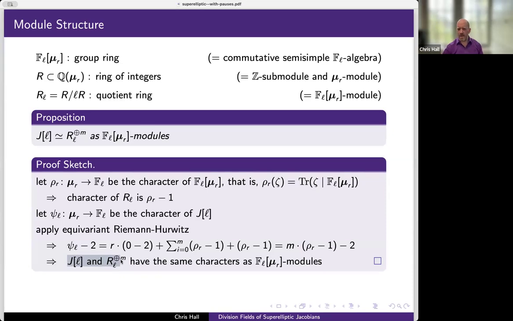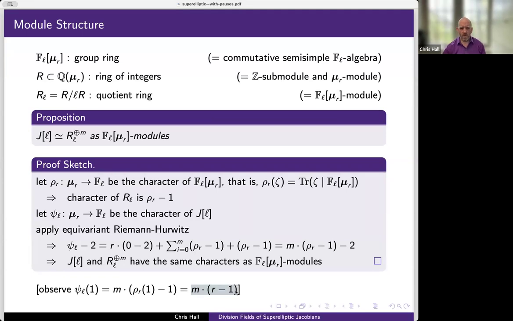I'll throw in a small parenthetical remark here, which is that if you take this psi L and you evaluate it at 1, then that's the same as evaluating this character at 1. You get back the genus formula that we had before for our superelliptic curve. This isn't an accident. This is a normal output of equivariant Riemann-Hurwitz: looking at what the character does at 1, the identity element, will always tell you what the genus is.